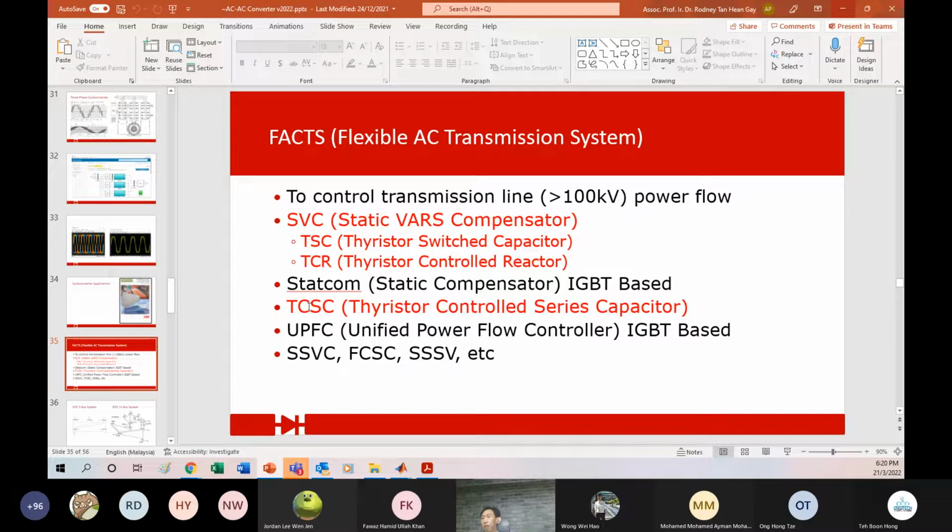The IGBT based version of the TCST is UPFC, Unified Power Flow Controller. Again, the red color one is a thyristor, the black color one is IGBT. I don't think they use MOSFET. MOSFET usually won't be able to handle that kind of high voltage. And there are any other variants which are not common at all. So for this power electronics, we will cover the one using thyristor.